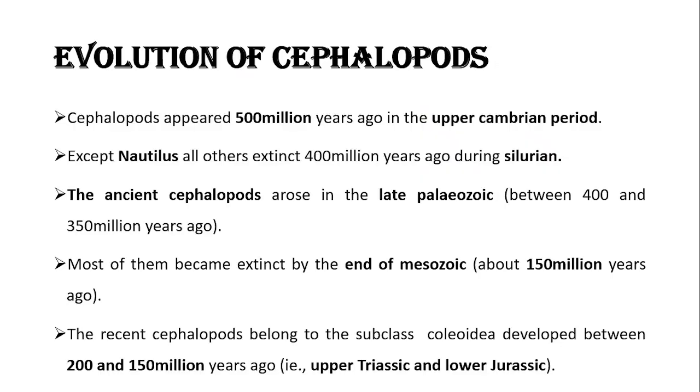First, we generally know the evolution of cephalopods. Cephalopods appeared 500 million years ago in the Upper Cambrian period. Except the Nautilus, all other early species became extinct about 400 million years ago during the Silurian period. The ancient cephalopods arose in the later Paleozoic era. Most of the species became extinct by the end of the Mesozoic era. The cephalopods belonging to the subclass Coleoidea developed between 200 and 150 million years ago, in the Upper Triassic and Jurassic period.